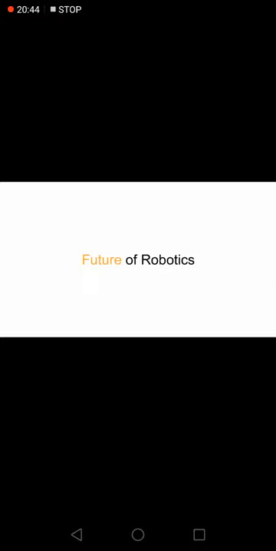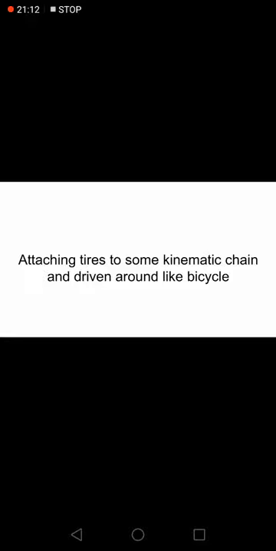Next slide. Now, the future of robotics. The future of robotics indicates past robot designs in entertainment, the present of robotics and the future, which is an extension of the past and present. Next slide. Now, the indicated kinematic chains are static, so attaching tires to some of these kinematic chains and driving them around like a bicycle or other vehicle is another thing to do in a workshop.